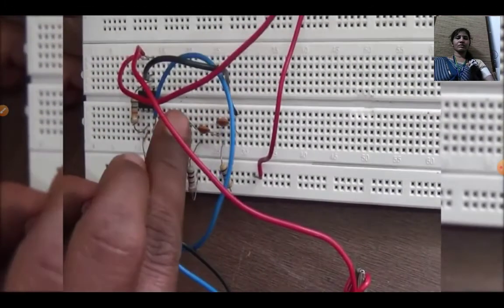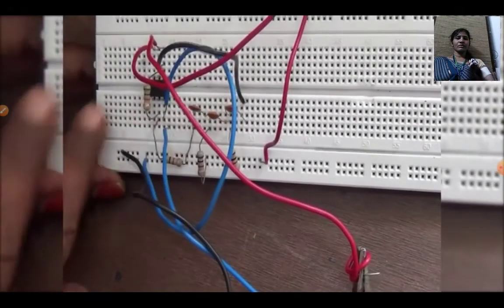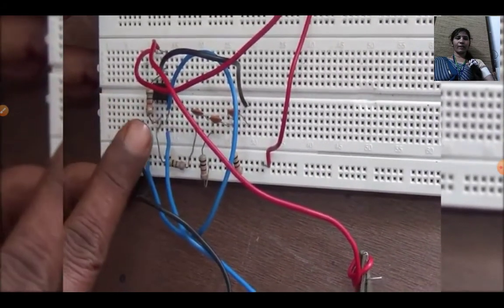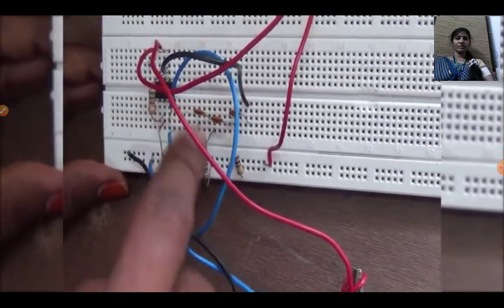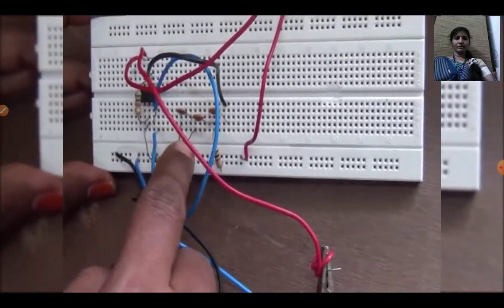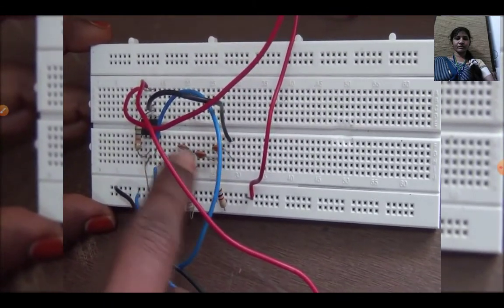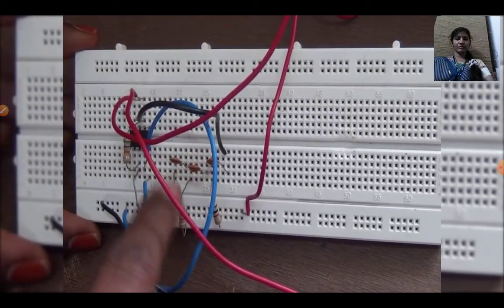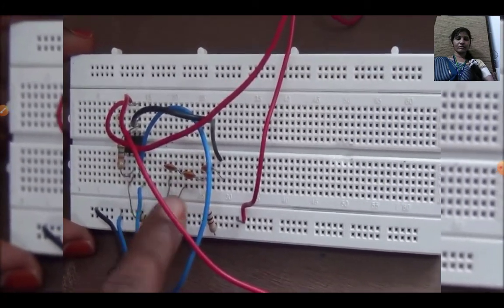Here this RC network provides 180 degree phase shift and this op-amp is providing 180 degree phase shift. So total phase shift is 0 degree or 360 degree. Each RC network provides 60 degree phase shift, so all these three networks will provide a 180 degree phase shift in total.